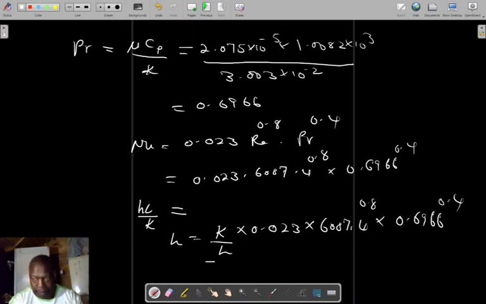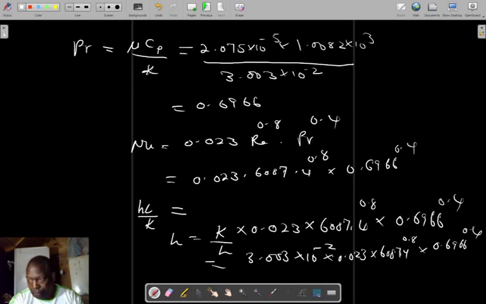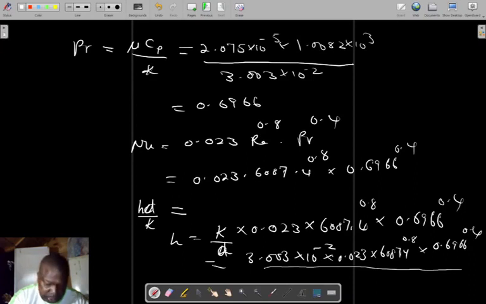So this equals K, and K is 3.003 times 10 to the power of negative 2 times 0.023 times 6087.4 to the power of 0.8 times 0.6966 to the power of 0.4 divided by D. This is D, divided by D, and D is equal to 0.03, and that gives us an h that is equal to 21.2 watt per meter squared Kelvin.